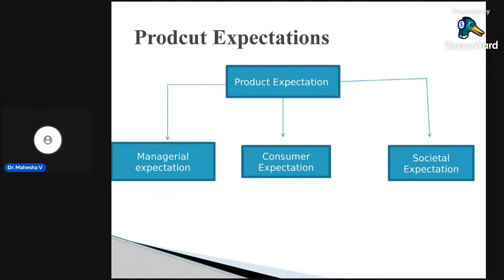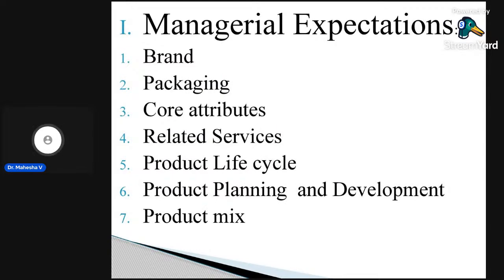There are certain product expectations: managerial expectations, what the management is going to expect from the product they are going to produce; consumer expectations, what customers are going to expect from the company after producing; and societal expectations, what the society is going to expect from the product you are going to produce. Let us go one by one.